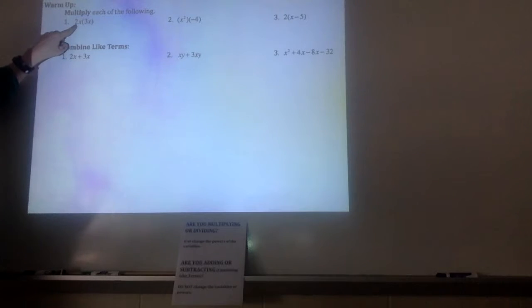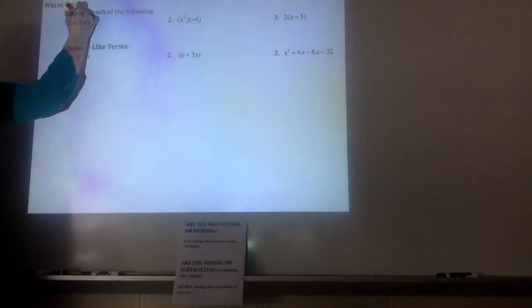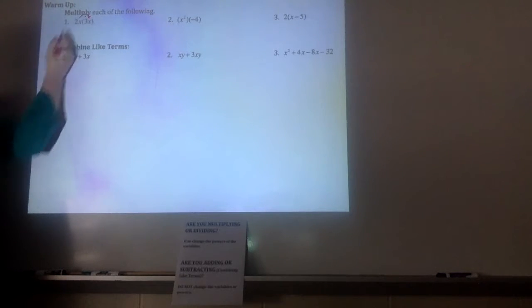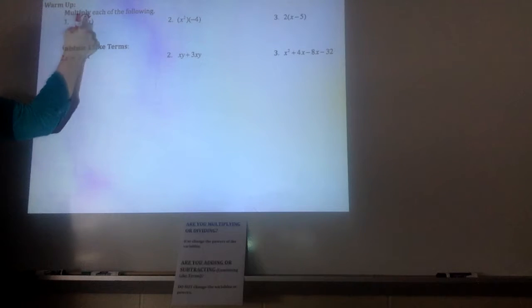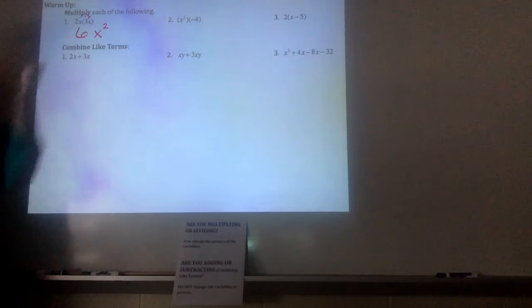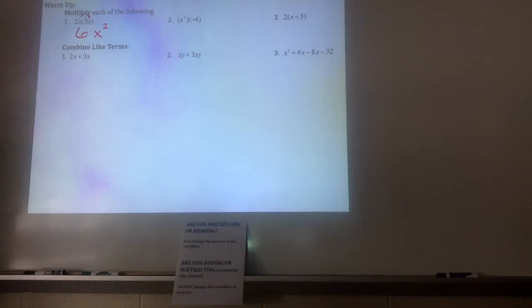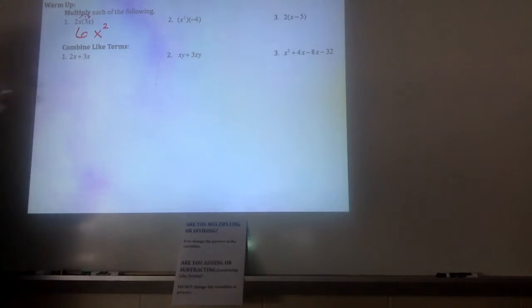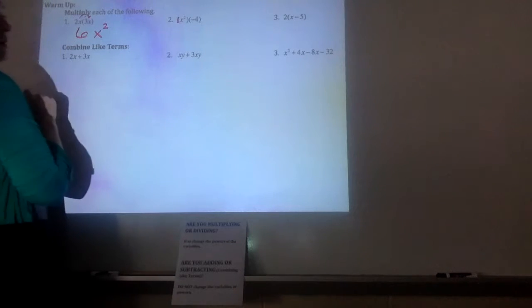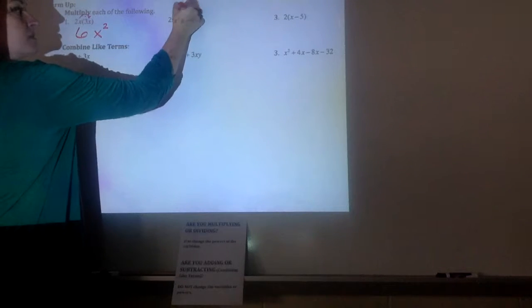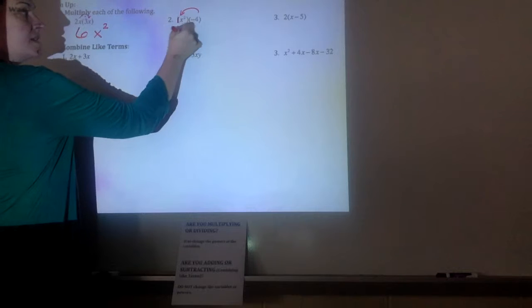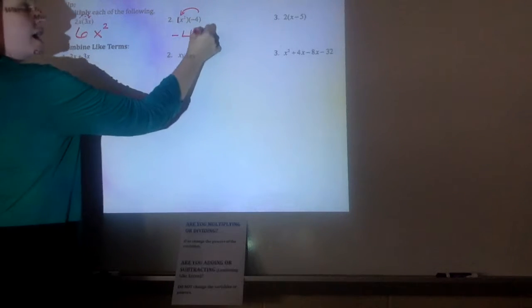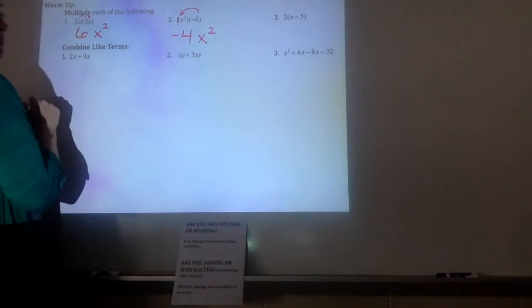So if I started with number 1, 2x times 3x, I know that because they're right next door to the parentheses, I'm actually going to multiply these. So 2 times 3 is 6. If I count, I have 2 x's, which results in an exponent of 2. Multiplying is changing the power. In the next example, I'm going to multiply. There is a 1 in front of the x squared. So when I multiply here, negative 4 times 1 is negative 4. X squared stayed the same.